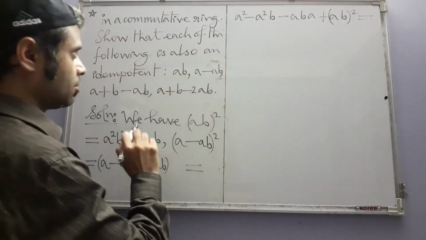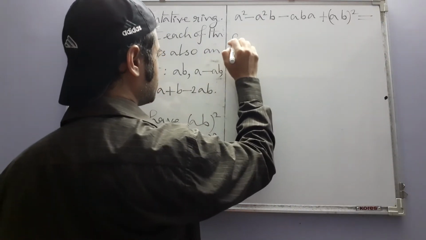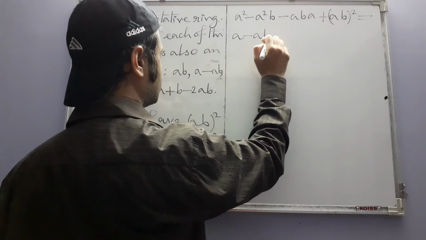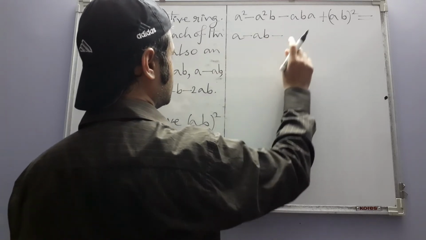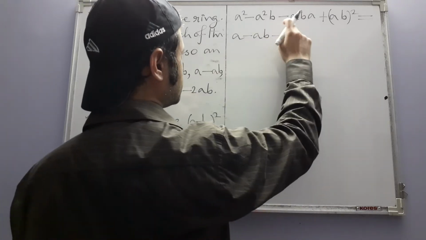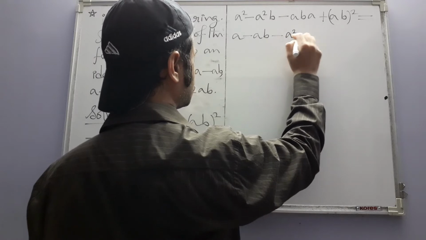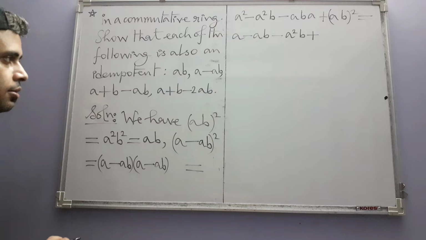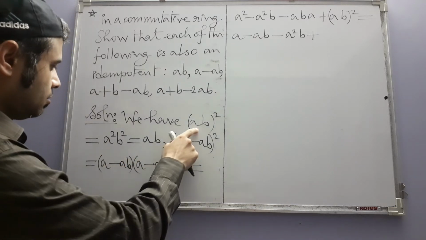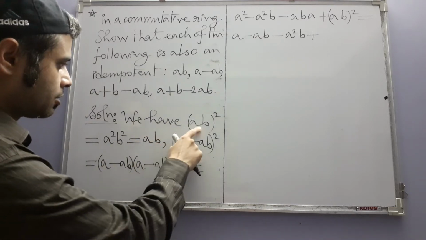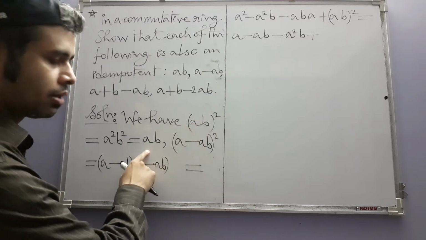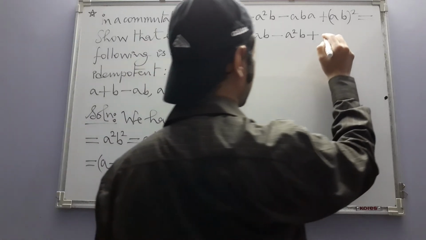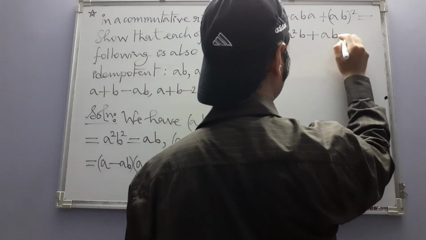This equals, because A is idempotent, so A square equals A. Because we are in a commutative ring, ABA equals A square B. And see, the previous calculation already gives us AB whole square equal to AB. So here we can directly write AB.